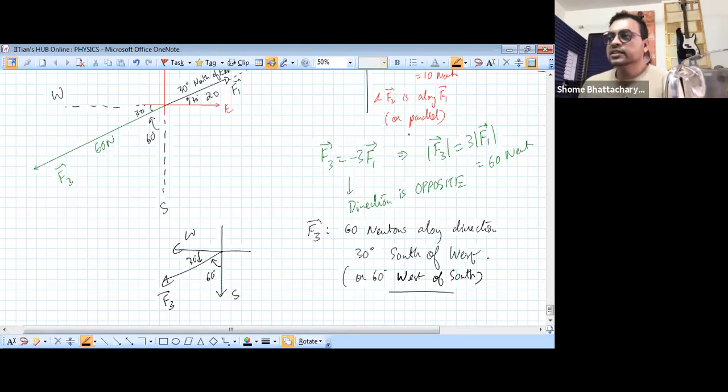Okay, now we understood the significance of the minus sign. Na? Minus sign means direction opposite. Ho gaya. So wo agar northeast ki taraf tha, ye southwest ki taraf ho gaya. But exactly at 180 degrees to each other. Ye straight line. So this total angle should be 180. So that's why this angle is 30.